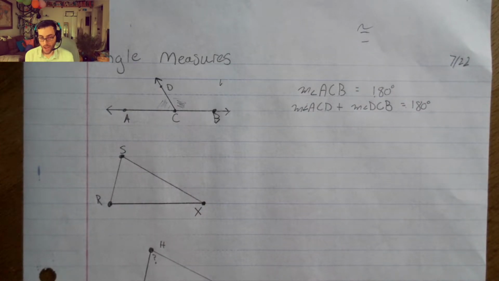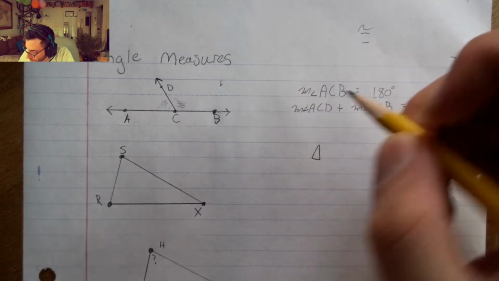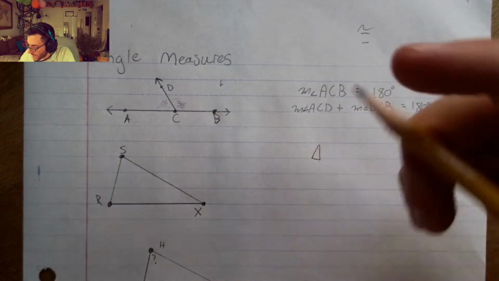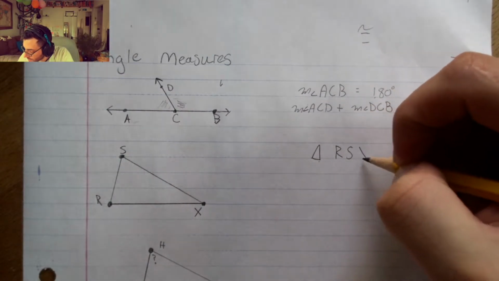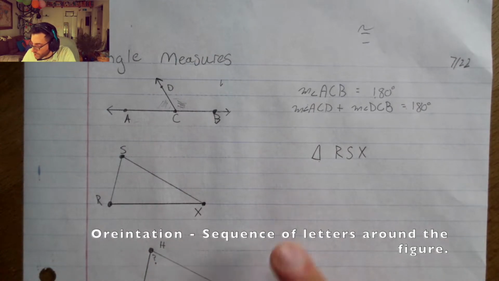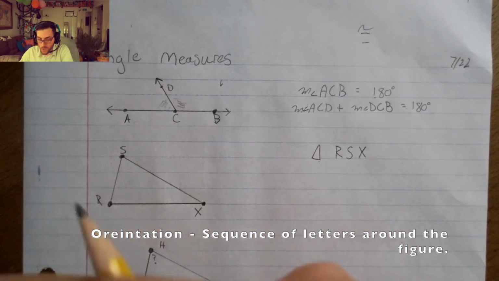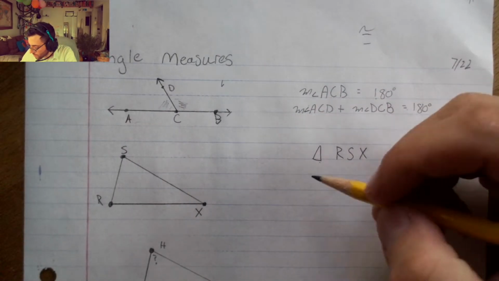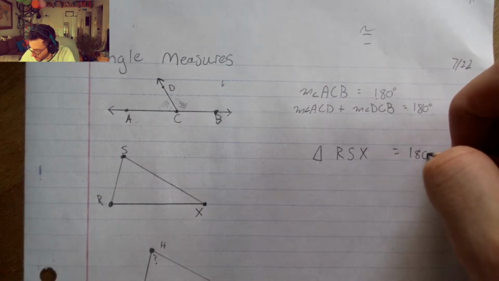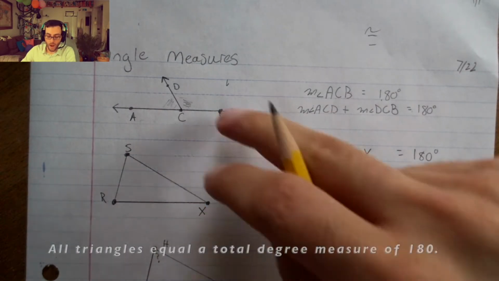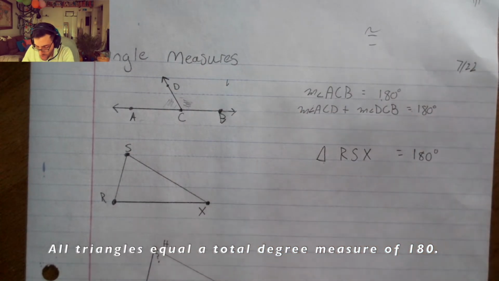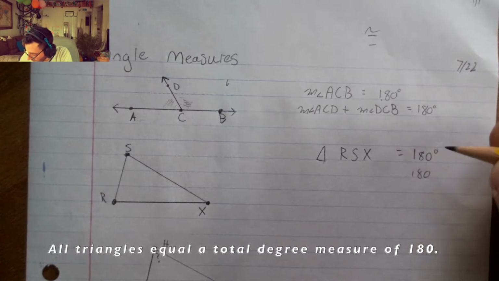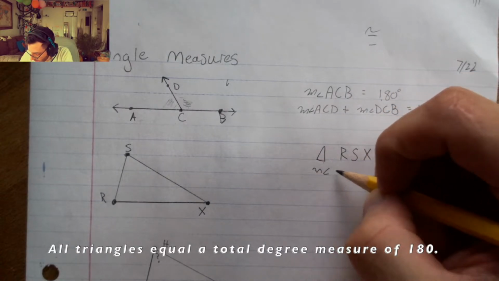Next we have triangles. Triangles themselves are also equivalent to 180 degrees. You might call this triangle RSX, and your orientation doesn't matter. You can call it triangle XSR, however you want. But triangle RSX is going to be equal to 180 degrees, meaning if we add all three angles together, we end up getting 180 degrees as well, which we can notate as such.